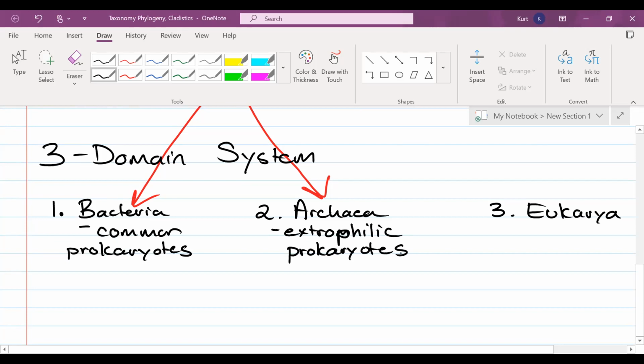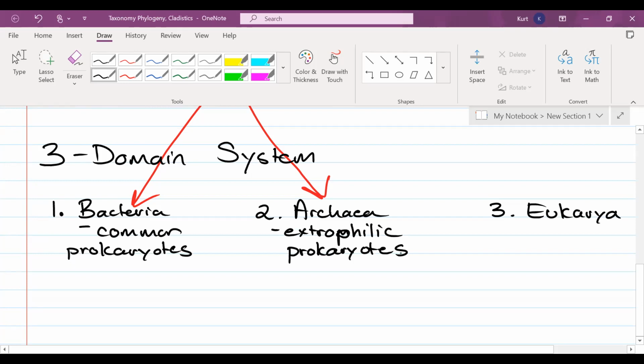What does it mean to be philic or philia? Loving, liking, wanting. These prokaryotes love extreme environments: super hot, super acidic, super gassy like methane, super salty, very, very extreme conditions. And then this one should be self-explanatory.